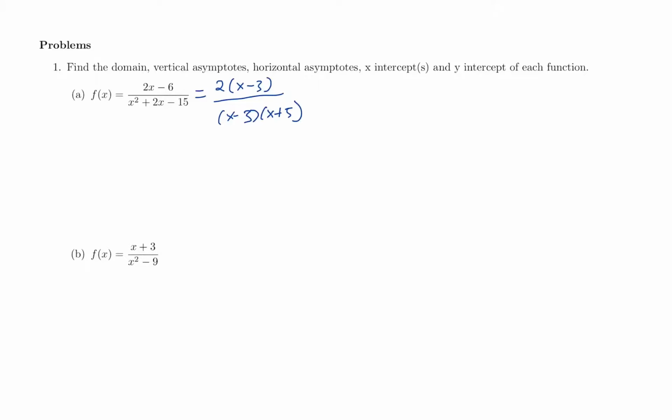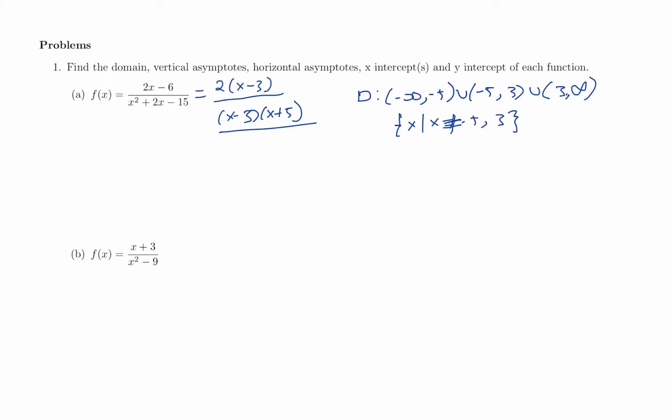Just looking at these, we can find domain. So what is domain? It will be negative infinity to negative 5, negative 5 to 3, union 3 to infinity. Or in set builder notation, it is x such that x cannot equal negative 5 and 3. So for domain, we just factor and don't simplify anything. Just look at the denominator, and whatever makes the denominator 0, we have to exclude those input quantities from the domain.